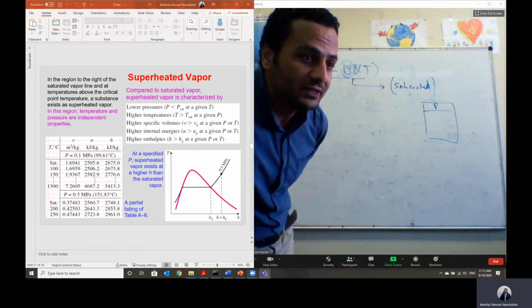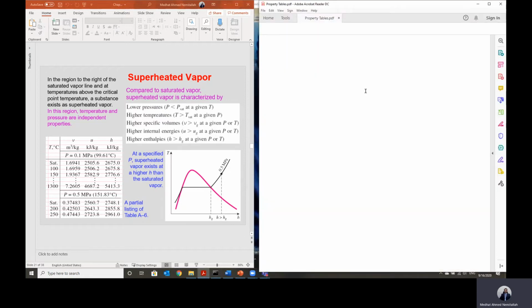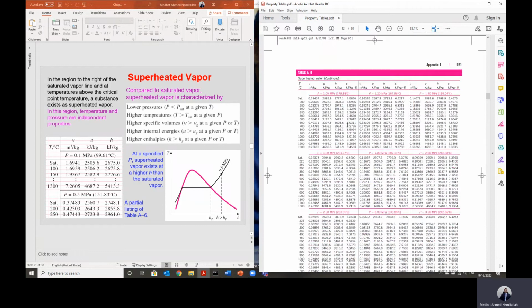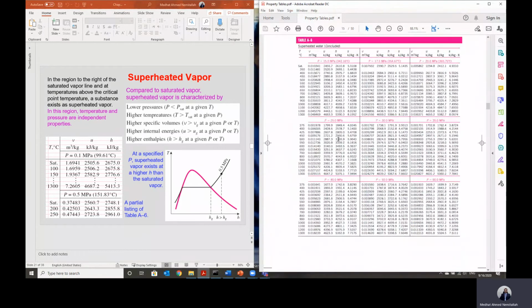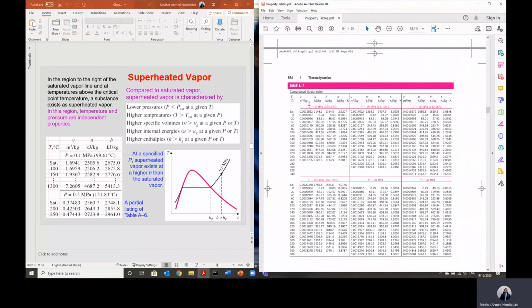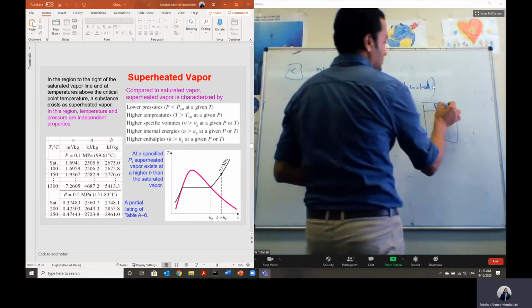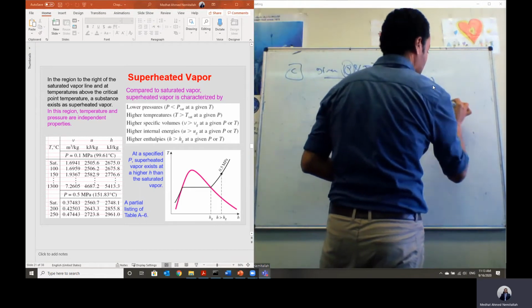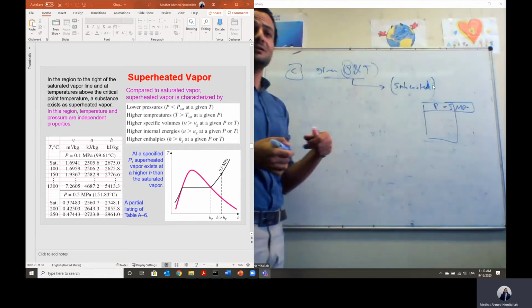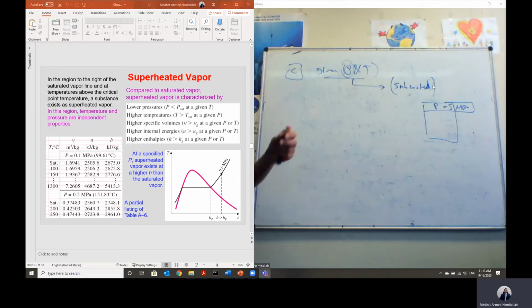So in this case, if you look at this table, table A7, you will find that table A7 starts with a pressure value equal to 5 megapascal. So the subcooled table starts with a pressure of 5 megapascal. If the given pressure is, let's say, 2 megapascal or 1 megapascal, then in this case we don't have a table. What should we do in this case?